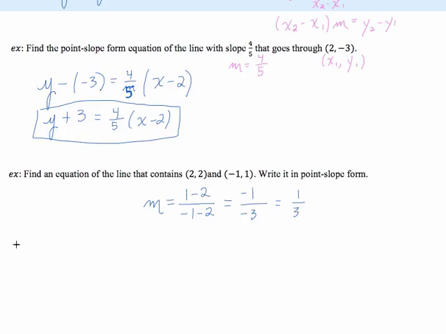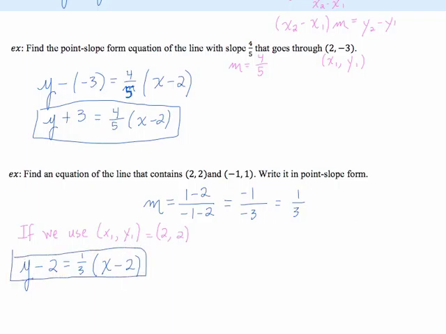Now we have two choices here. There's actually two ways to write this in point-slope form, because we could use either point. Okay, so if we choose to use the first point for our x1, y1, then our line is going to look like this. y minus this 2 equals the slope, 1/3, times x minus this 2. So that is a point-slope form version of the line.